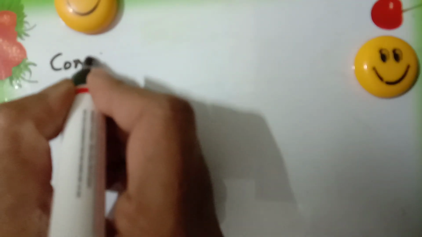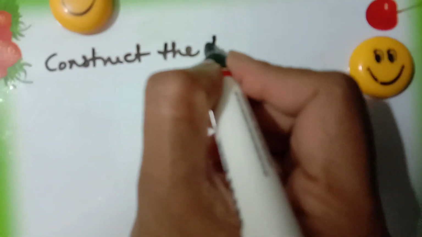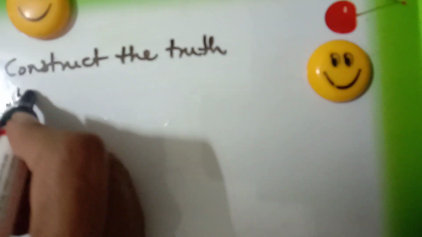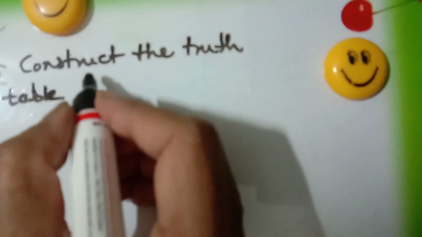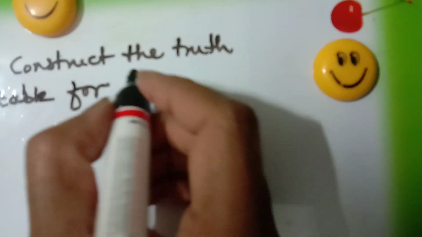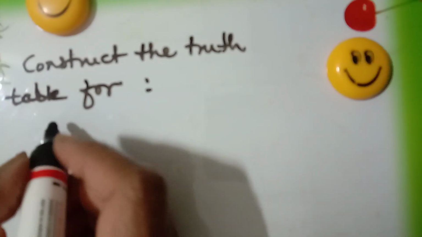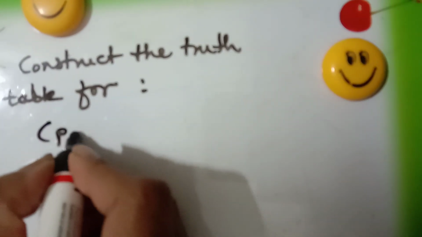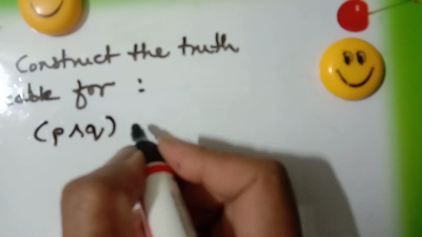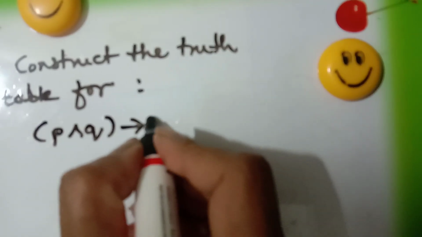So hello everyone, today our question is to construct the truth table for this statement. What is the statement? P and Q implies R.